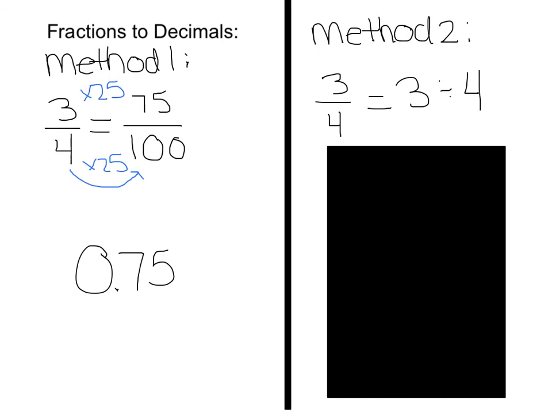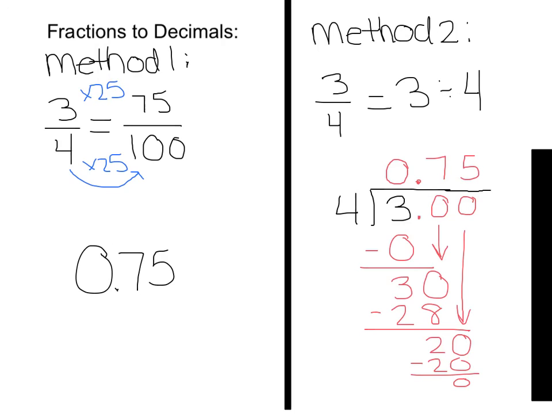I have the division done. Notice that the numerator is the number being divided, or inside the division house. Once I complete my division, I get the same answer, 0.75. Again, the second method also shows that our fraction 3/4 is equivalent to the decimal 0 and 75 hundredths.